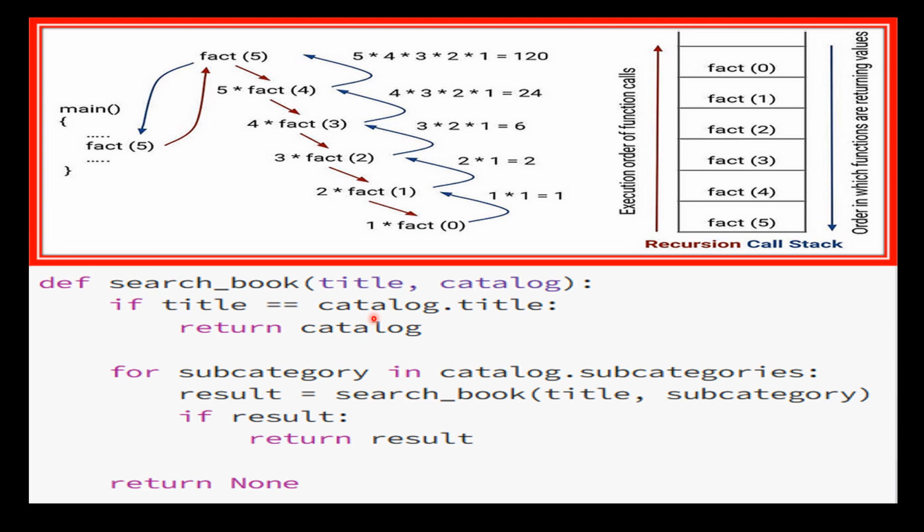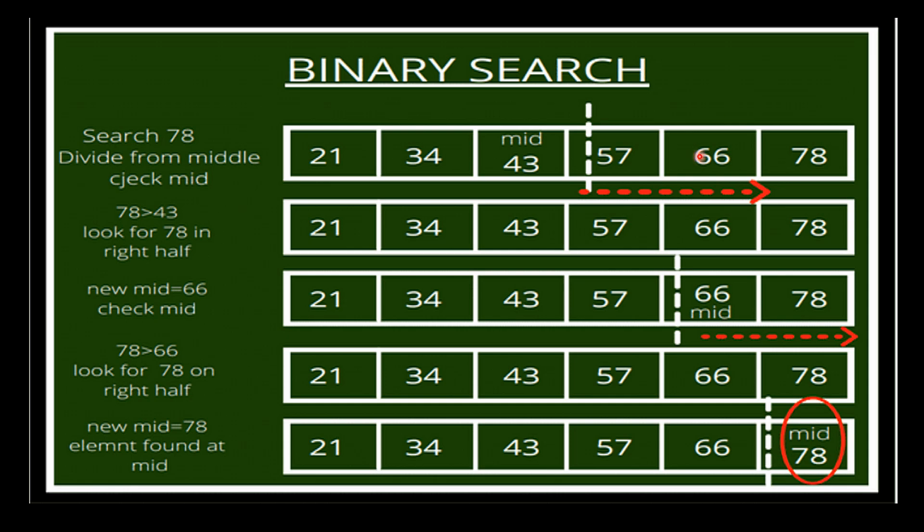So this is a basic example of recursion, but it demonstrates how recursion can be used to systematically traverse a complex data structure like a library catalog. So let's understand binary search now. Binary search is a search algorithm used to find a specific value within a sorted array or list.